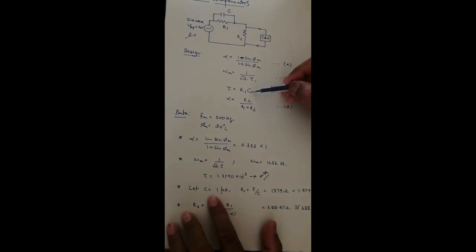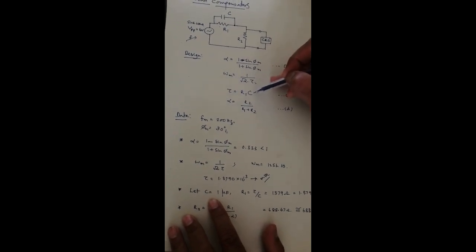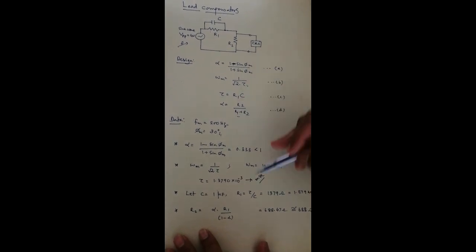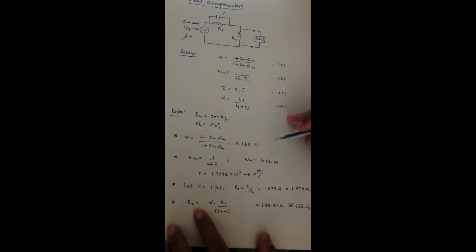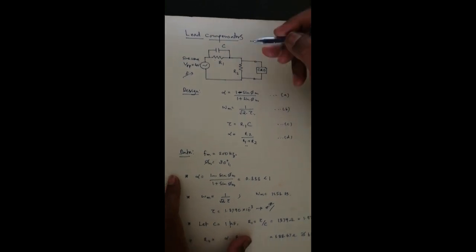And let's move to the next equation. Tau is R1 into C. You know the value of tau. Assume the value of C as, say, 1 microfarad, and hence R1 becomes 1379 ohms or 1.379 kilo ohms. Then use the last equation, alpha is equal to R2 by R1 plus R2. You know the value of R1 from the previous step and alpha from the first step, and making use of those two, find the value of R2, which is R1 into alpha by 1 minus alpha, and hence it leads to 688 ohms.